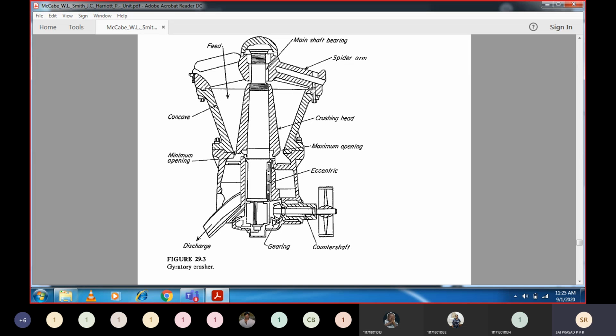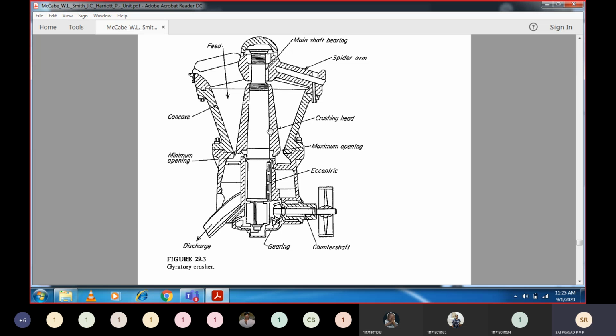So with the help of these screws, we can open it and then see if any crushing is taking place or not there. So this is the spider arm. Every gyratory crusher will have a spider arm. Once a heavy material has fallen, and it is not crushing, then the crushing head will start rotating.